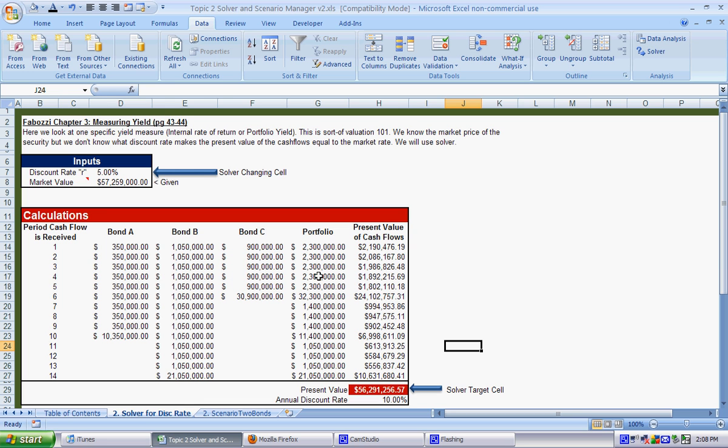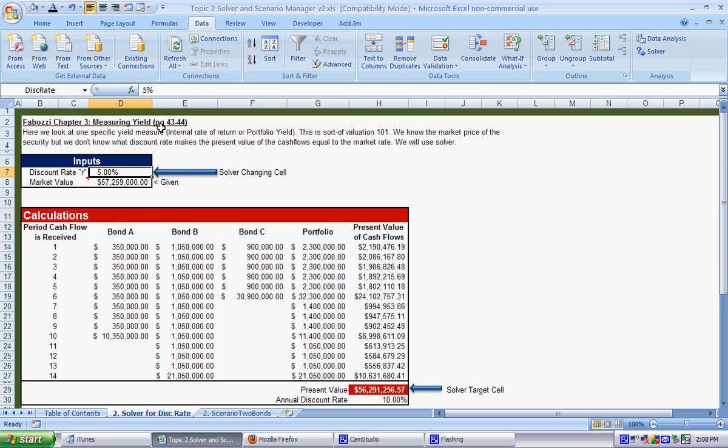So as you can see, all of these cells, and therefore this cell, are determined by the discount rate. Right now we're saying we think the discount rate for a portfolio with this risk is probably 5%, but that would make the market price wrong, so we know that our discount rate is probably wrong.